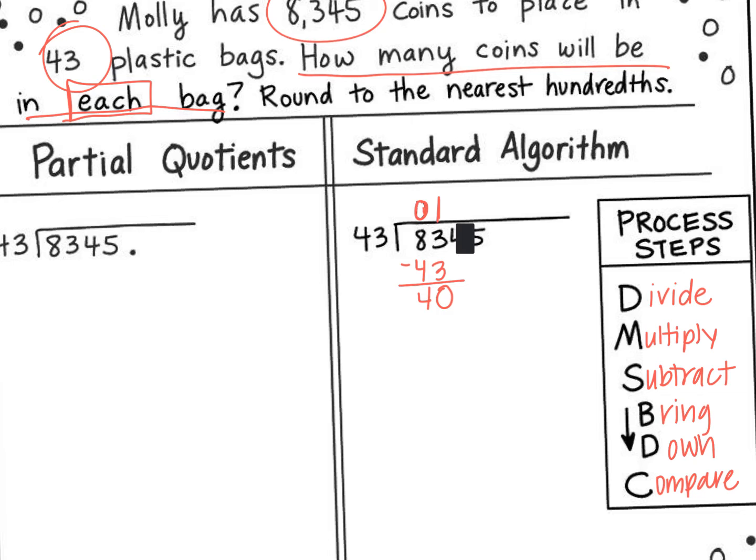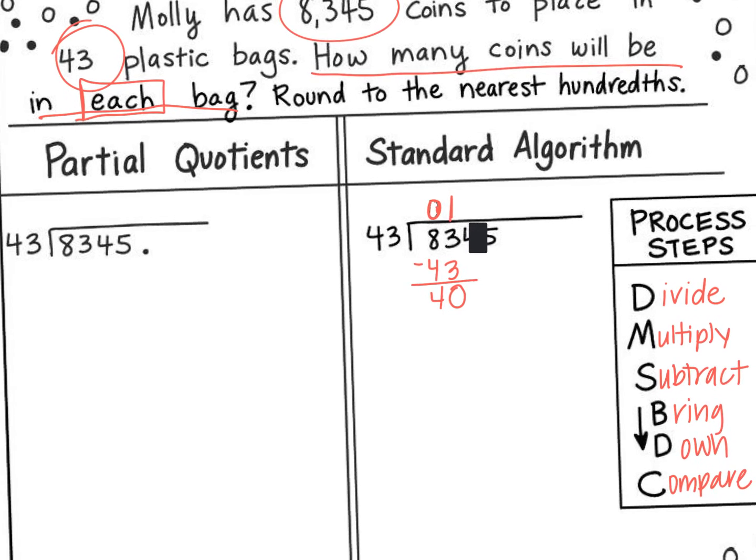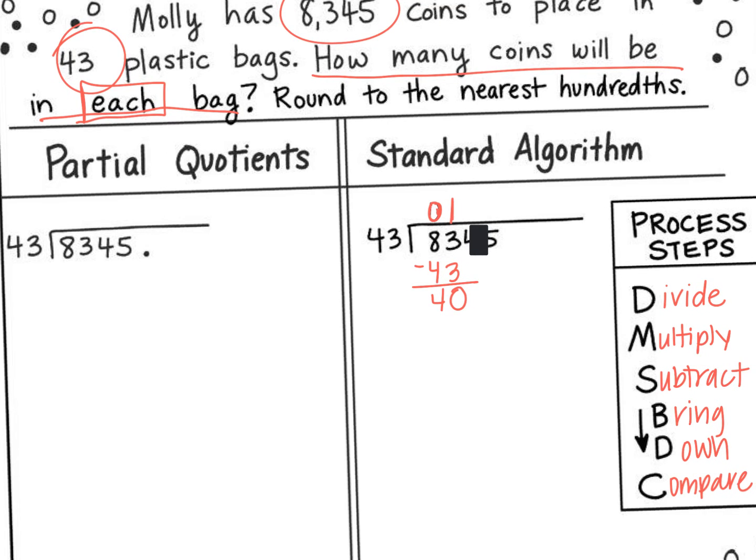And then you break down 4. I go over one more digit. Okay, I go over one more digit, so I'm gonna have to bring this 4 down, and that 40 turns into 404.